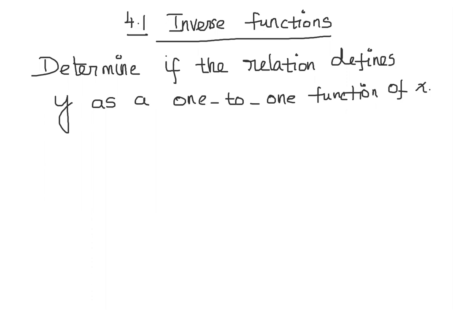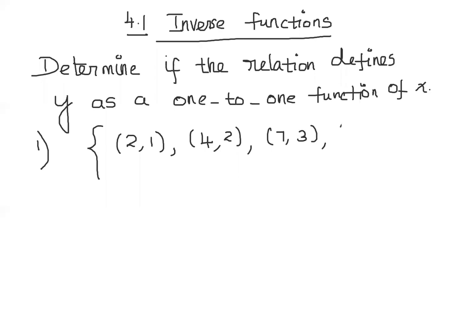So the first example, I have a set of ordered pairs. I have 4 ordered pairs here. So we have to check if it is a one-to-one function. In order to do that, first we have to check if it is a function. Function means if x repeats, then it's not a function. However, each x is unique here. So yes, it is a function.